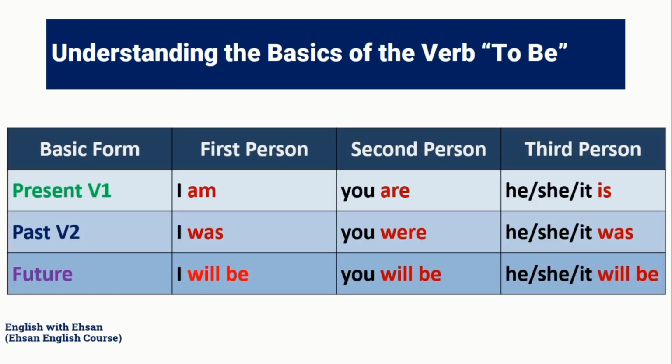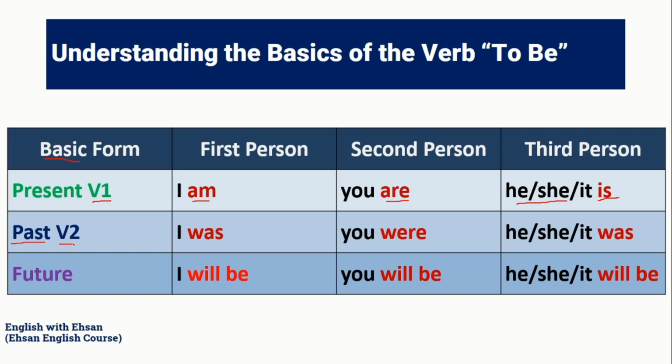To be verb, to be. Okay, the basic form or the present form. We show this in the basic form, or V1. Here we have am for the present, as we talked already, for the first person, like I'm talking to you, and are for you, the second person, and for the third person, he, she, it, we use is.